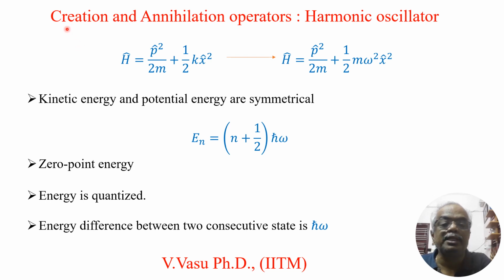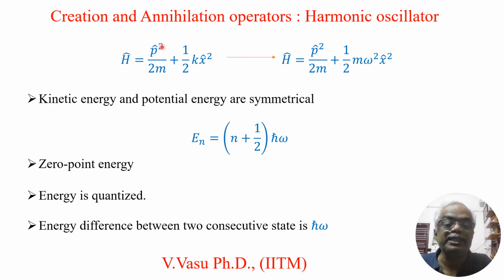In this lecture, we will see in detail about the creation and annihilation operators for the harmonic oscillator problem. Why is the harmonic oscillator problem important? The Hamiltonian operator for the harmonic oscillator is p̂ squared over 2m plus half k x̂ squared.